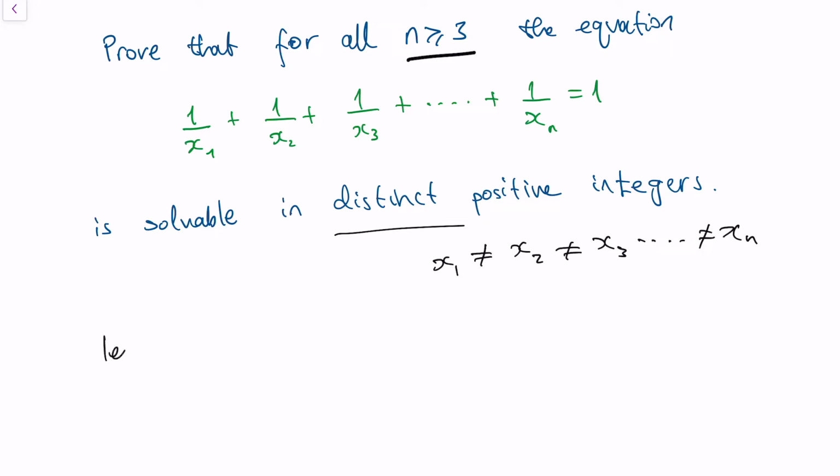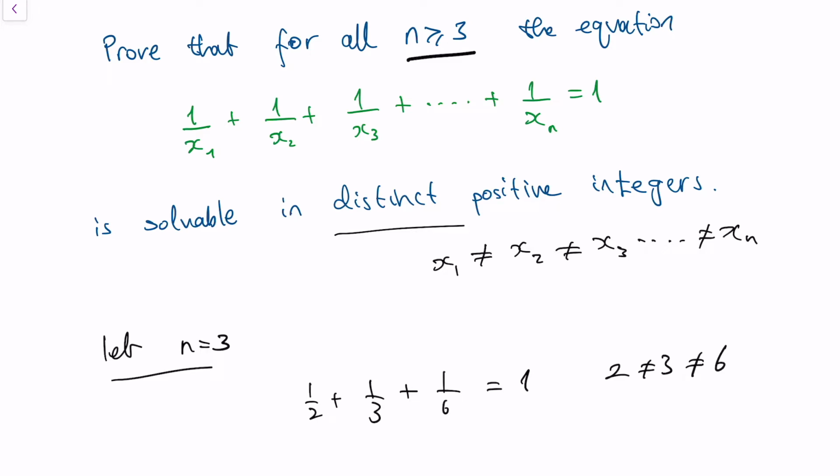So let n be equal to 3. Then it's not very difficult to guess that we have 1 over 2 plus 1 over 3 plus 1 over 6 is equal to 1, and 2 is not equal to 3 is not equal to 6. Right? So it is true for n equal to 3.